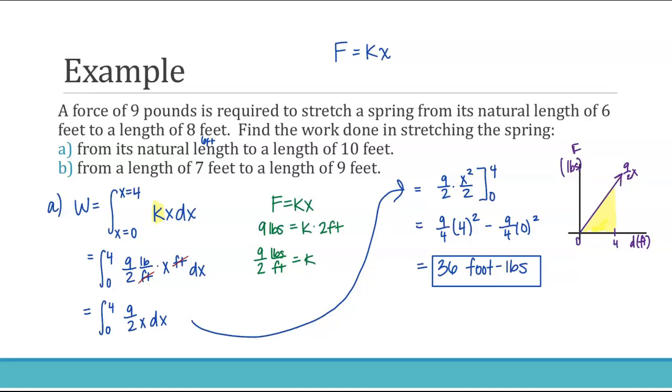But the area is that base times height idea, right? So 1/2 base times height. Well, the units of the base are feet, and the unit of the height, the force, is pounds, and that's how we're ending up with foot-pounds. So the units of the base, feet, and then times the unit of the height, pounds. Foot times pounds gives us foot-pounds.